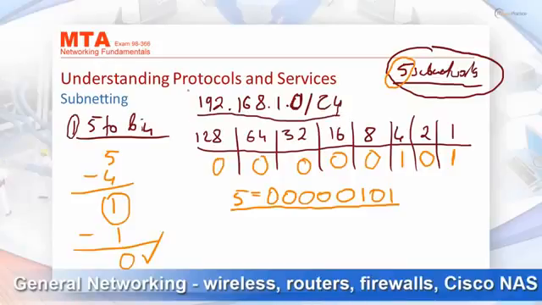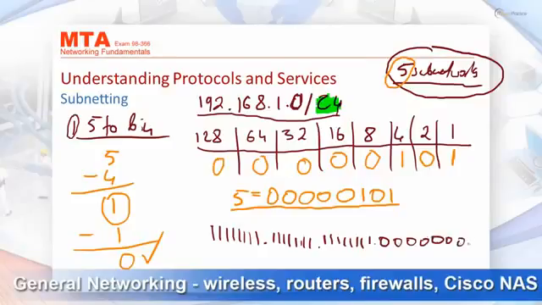The second thing we have to do, we have to convert the original subnet mask to binary. 24. We know how to do that. 24 means we have 24 ones. Yeah? 8 ones, 8 ones, 8 ones, 8 ones. That was easy. Now a question.